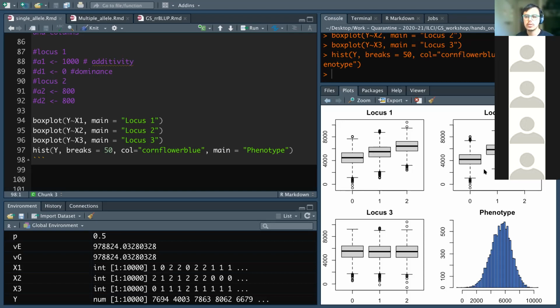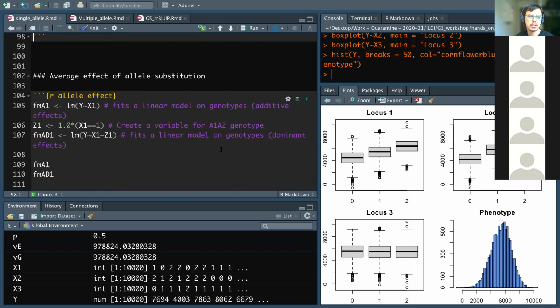And the second locus has a dominance effect, so the heterozygous lines are equal to the homozygous lines for the dominant allele. And the last locus doesn't have any effect on the phenotype. As you can see here, there is no difference in the phenotype whether they are homozygous or heterozygous for the genotypes. And that is the distribution of the phenotype that we have.